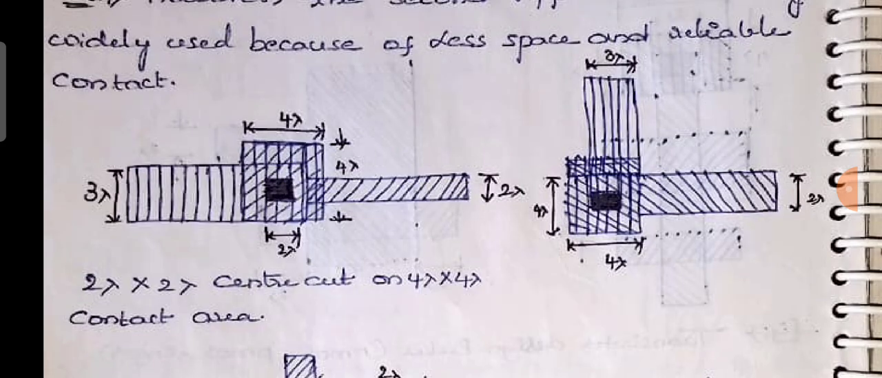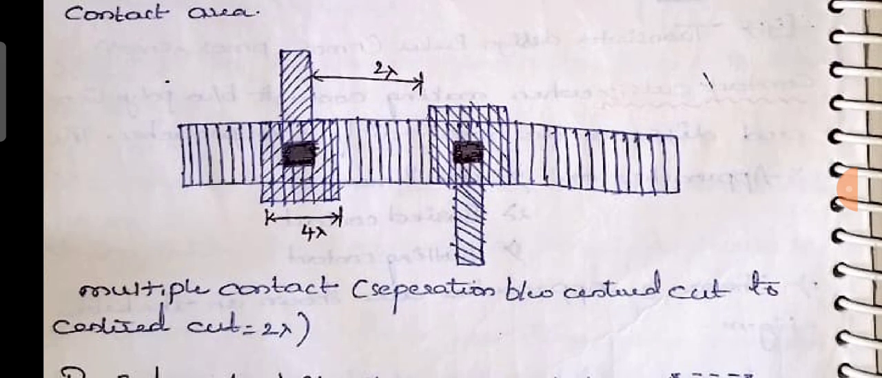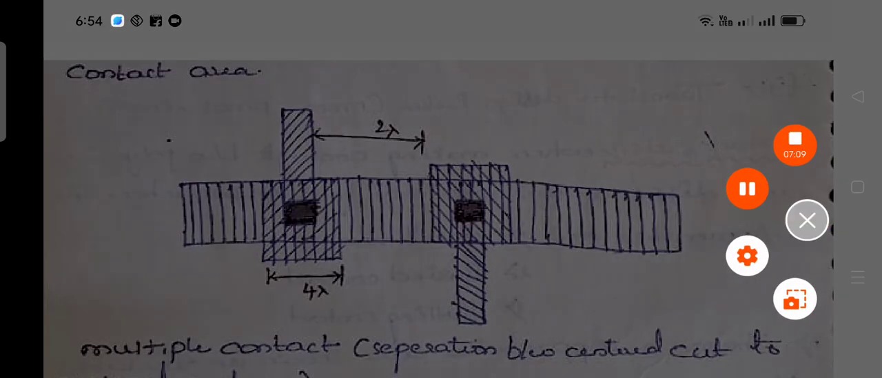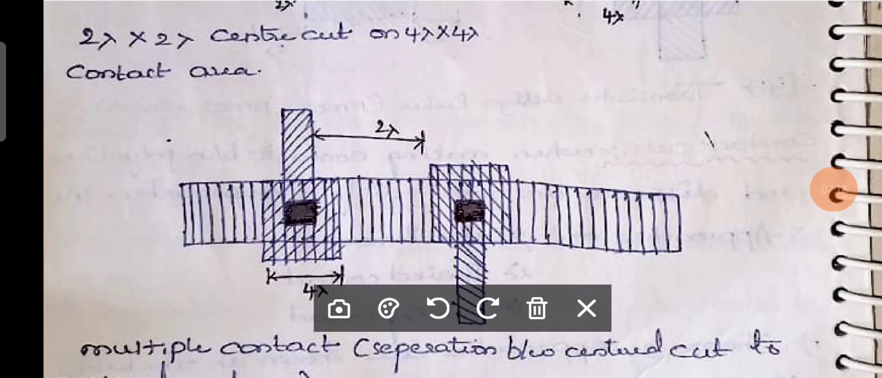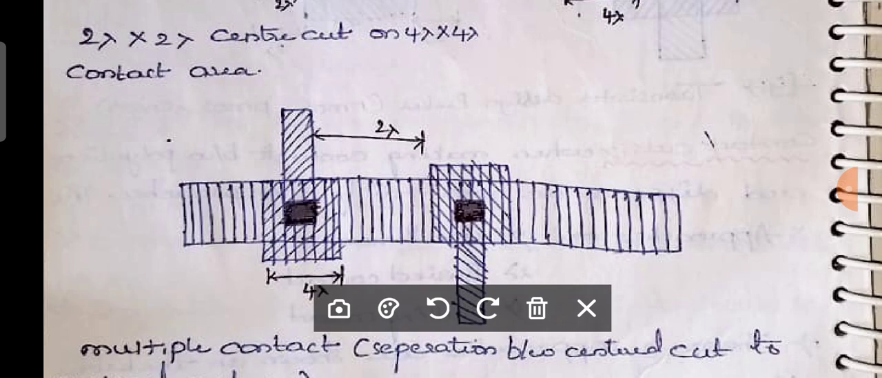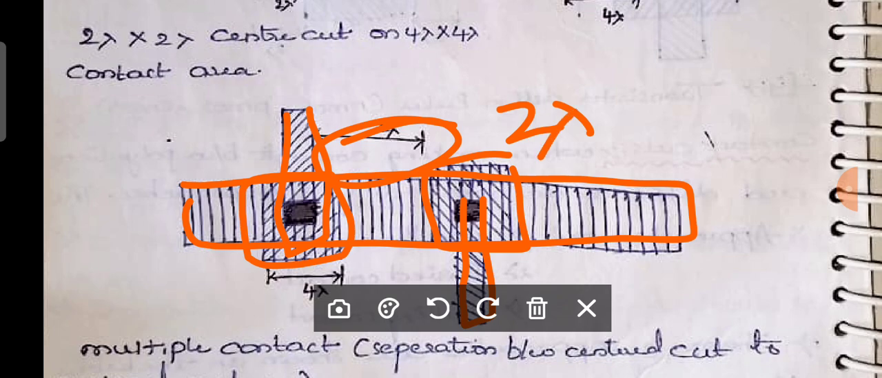Yeah, will you please observe here. Now you can observe multiple contacts. This is about multiple contacts. When two contacts are side by side, before going to talk about the buried contact, you can observe this one. Let us consider this is your entire metal, and you are having a polysilicon here, and a polysilicon here. If you are having a contact area, what is the minimum spacing between these multiple contacts? In essence, 2 lambda is the minimum spacing.